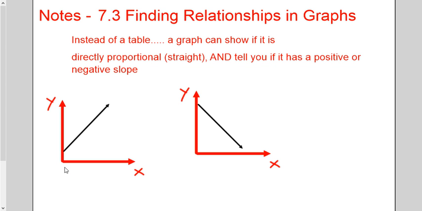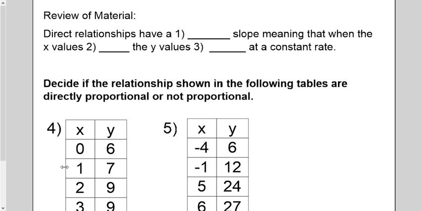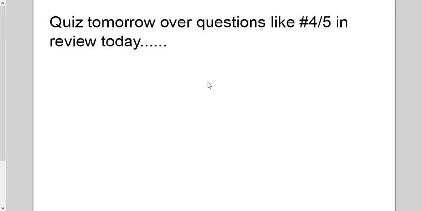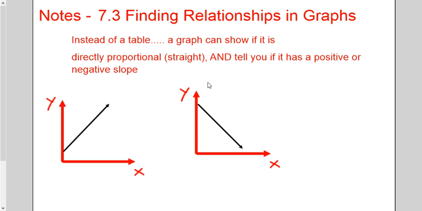For this lesson, we're going to take a look at finding relationships in graphs. In 7.2, we talked about finding relationships inside of tables. So we got used to looking at these XY tables. This time, though, we're going to be finding the same type of relationships, but in graphs. And very specifically, it's taking a look at positive and negative slopes.